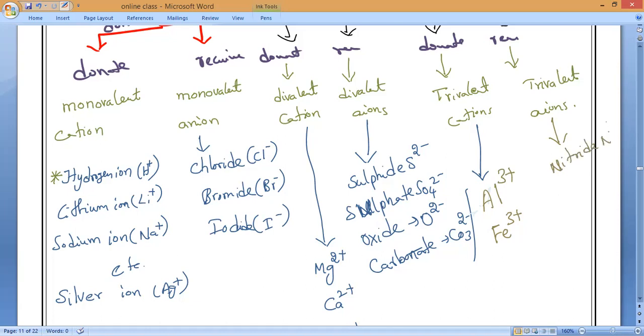Nitride ion. What is the nitride ion? N3 minus. Do you remember? Yes, all of you. Phosphate. Yeah, so phosphate, not phosphate. Phosphide, P3 minus. Now you can take it later.